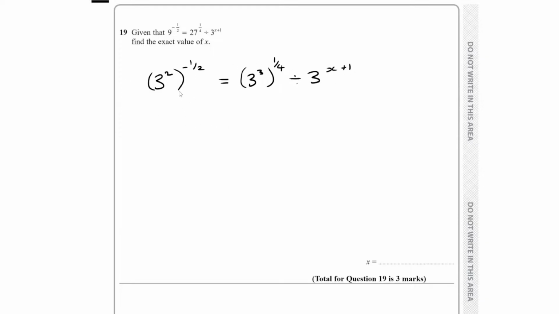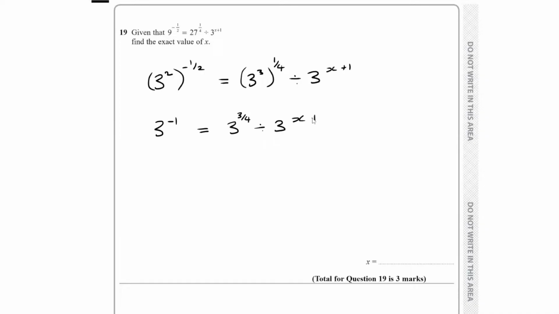Now apply our index law. So I'm going to multiply that. So 2 times negative a half gives me negative 1, doesn't it? And again, I could work that out as a value, but I'm just going to leave it in terms of powers. Don't actually work it out as a negative power. And then here, obviously, 3 times a quarter is 3 quarters.